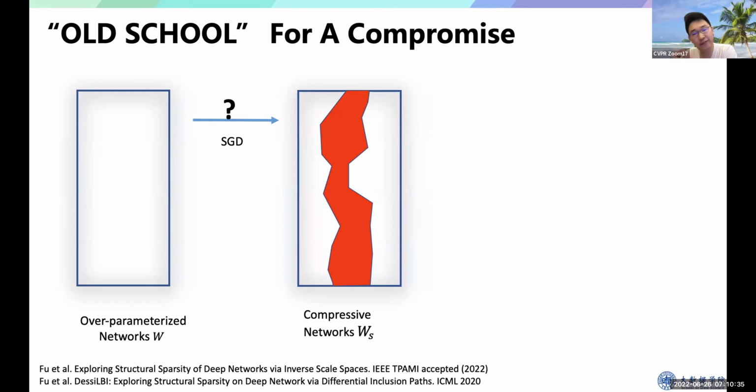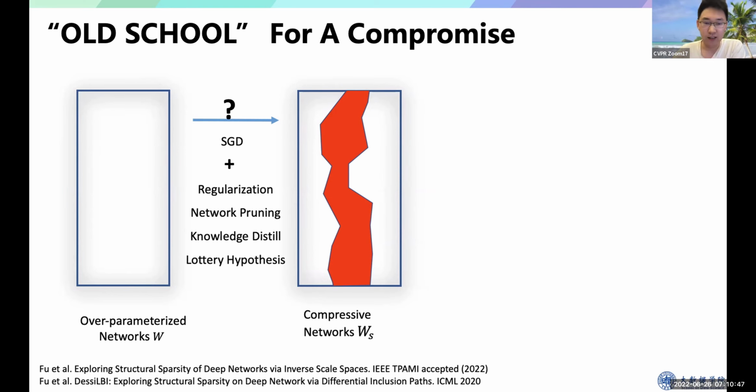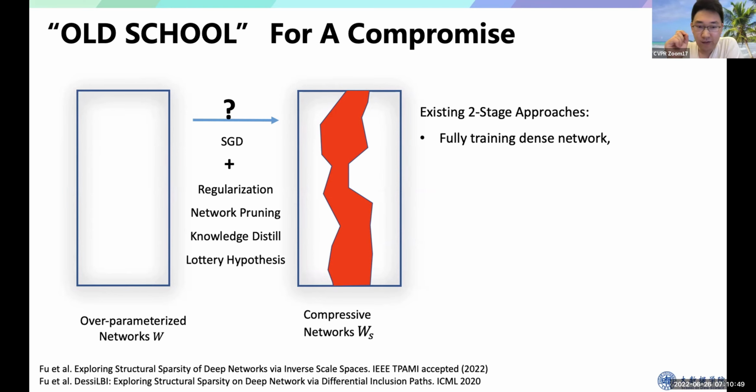So to achieve this goal, researchers basically proposed two-stage approaches. First, fully train a dense network, then find a good sparse subnet. And there are a lot of common practices from old school techniques like network pruning, regularization, knowledge distillation, and the recently proposed lottery ticket hypothesis.